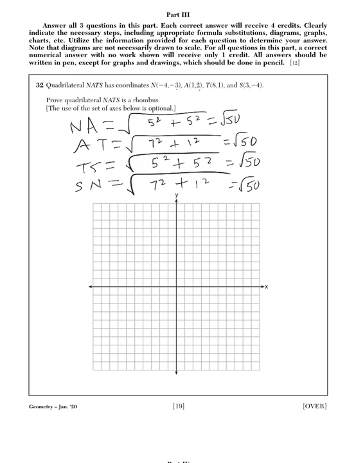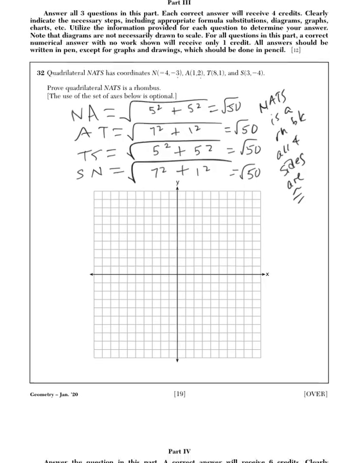So you can see that all these lengths are the same. No reason to simplify it. No one asked you to, so why simplify if it wasn't asked? So you would just state that NATS is a rhombus because all 4 sides are congruent. That is a sample of a coordinate proof. Every year the coordinate proofs will vary.